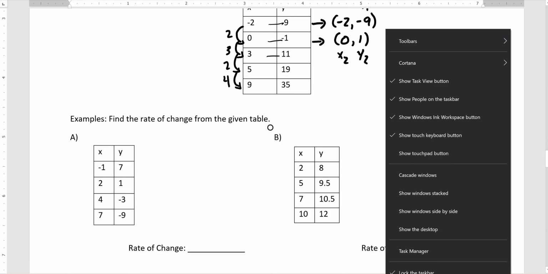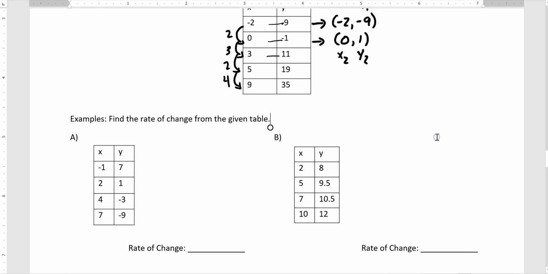I don't know how this opened. Go down. There we go.